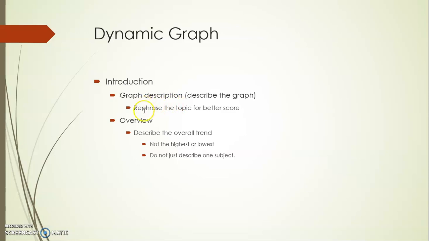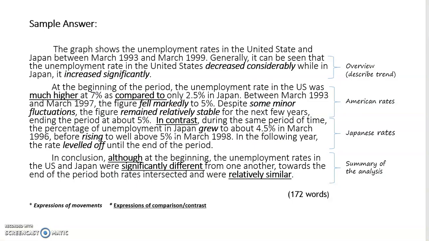The second element that you need in the introduction for a dynamic graph is the overview. Now, for a dynamic graph, you need to describe the overall trend. Don't just mention which one is the highest or which one is the lowest, because if you do, you might just describe one subject. So we don't want that to happen. You can talk about the highest or the lowest in the analysis, but for the overview, describe the overall trend. So let's look at an example.